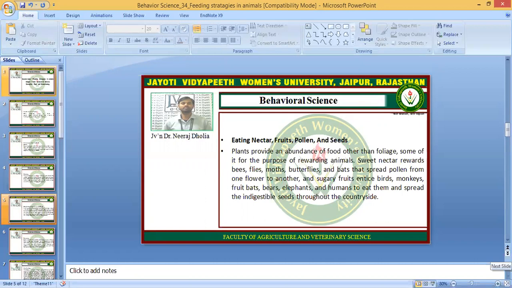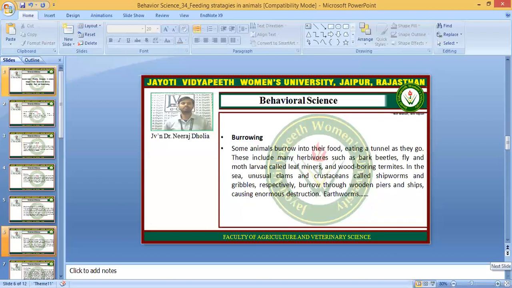The next type is eating nectar, fruit, pollen, and seeds. The plants, other than the fruits, also have other types of food material, and some of the material is for small animals like bees, flies, moths, butterflies, and bats. They spread pollen from one flower to another, and sugary fruits, insects, birds, monkeys, fruit bats, bears, elephants, and humans also benefit from the material which is prepared by the flowers and other plants.